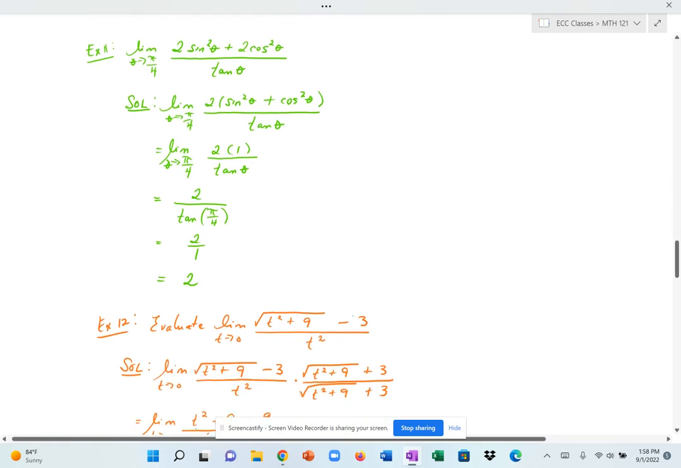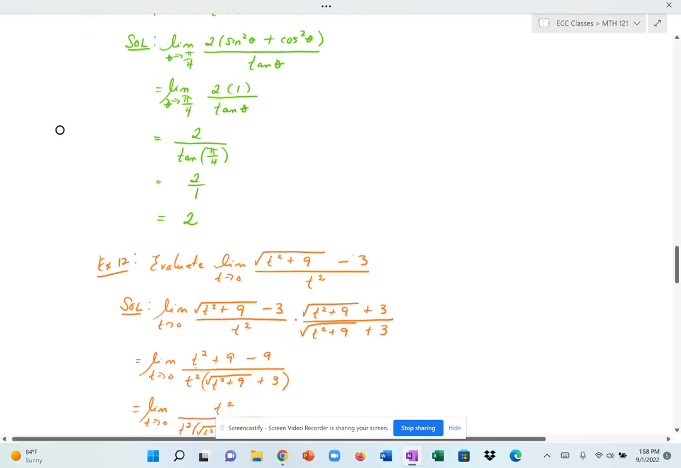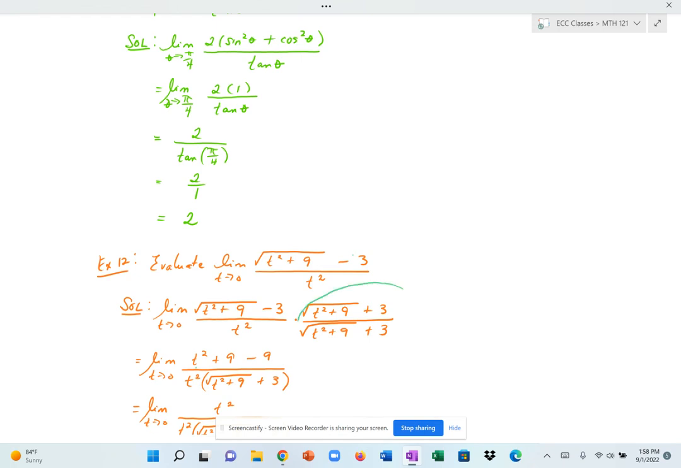All right, here's another one that also has another radical, which does require us to do some manipulation. And again, I'm using the concept of conjugates. So I'm going to multiply the expression by the conjugate of the numerator, the one that has the radical, and that's going to be square root of t squared plus 9 plus 3 over square root of t squared plus 9 plus 3. And that's just equal to 1. And multiplying by 1 doesn't change the identity of the original problem.